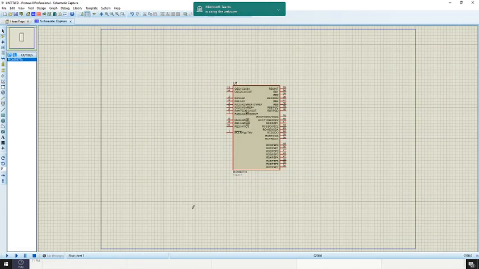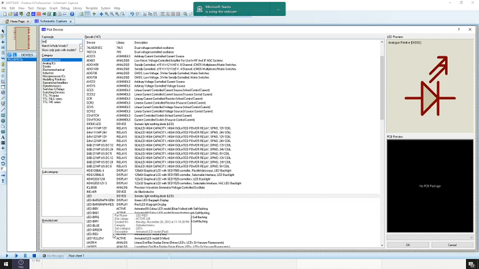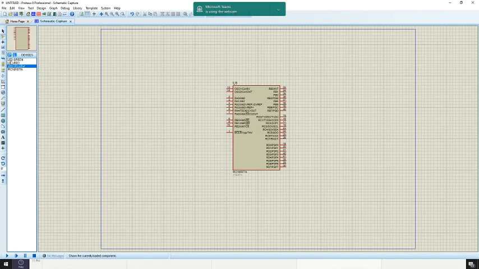Then you can draw this one. You can put an LED, for example, light emitting diode, a green LED. You have your red LED, you have this one. Maybe you want to put the LED over here, and then you are going to have ground. And this one. It's quite simple.